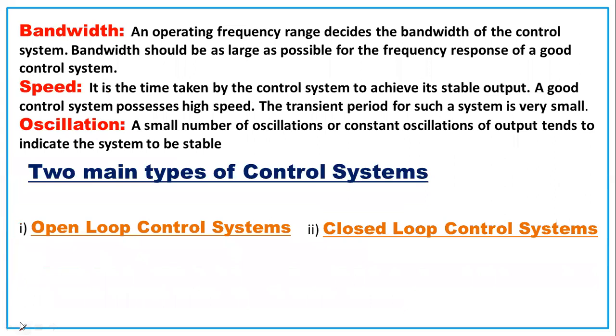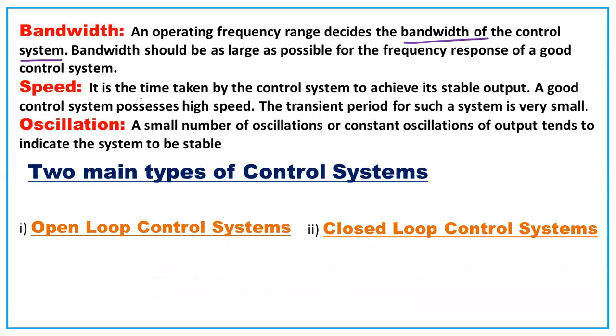And bandwidth. You have studied different types of filters: low pass, high pass, and band pass filters. Based on the frequency, the operating frequency range decides the bandwidth of the control system. Bandwidth should be as large as possible for the frequency response of a good control system. So we need a higher bandwidth.